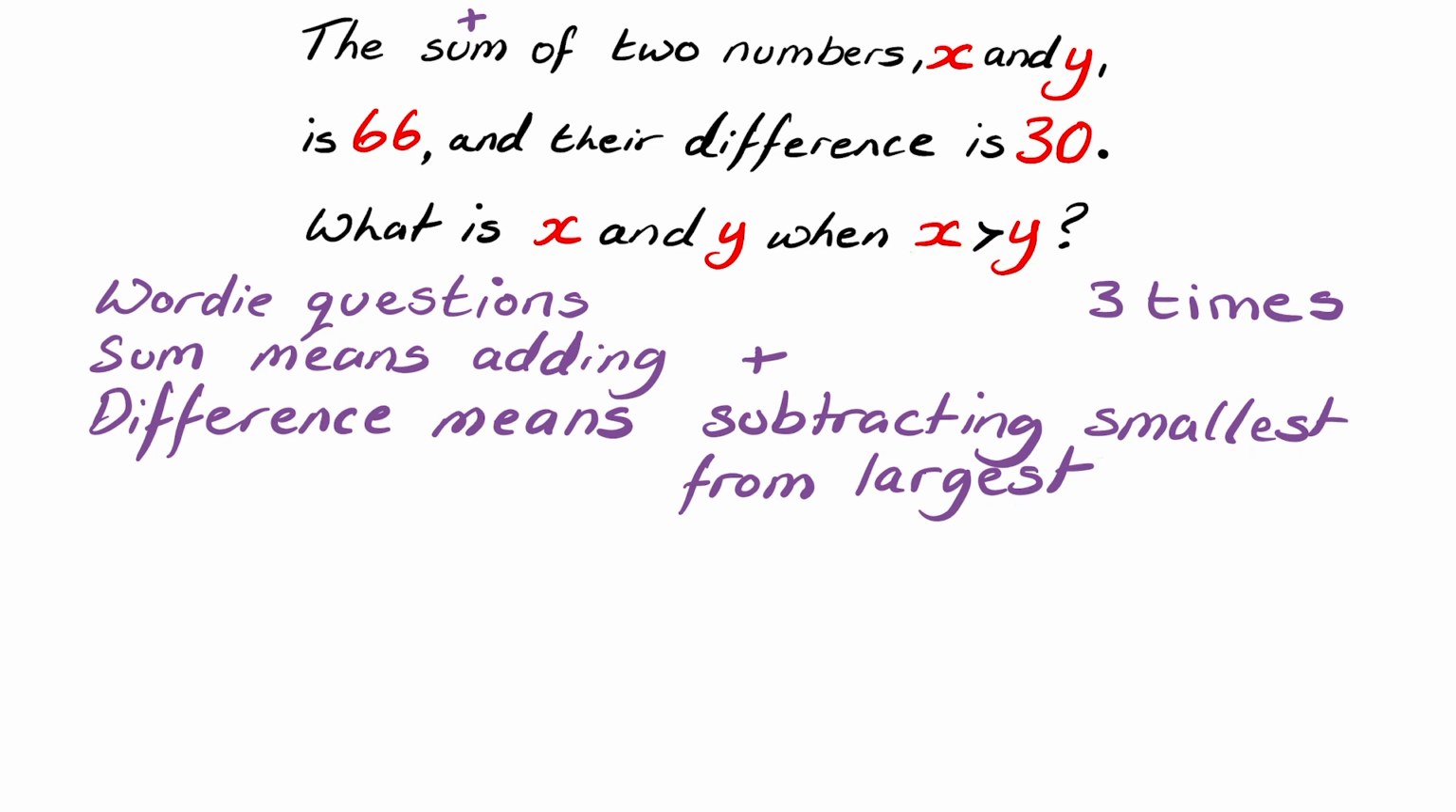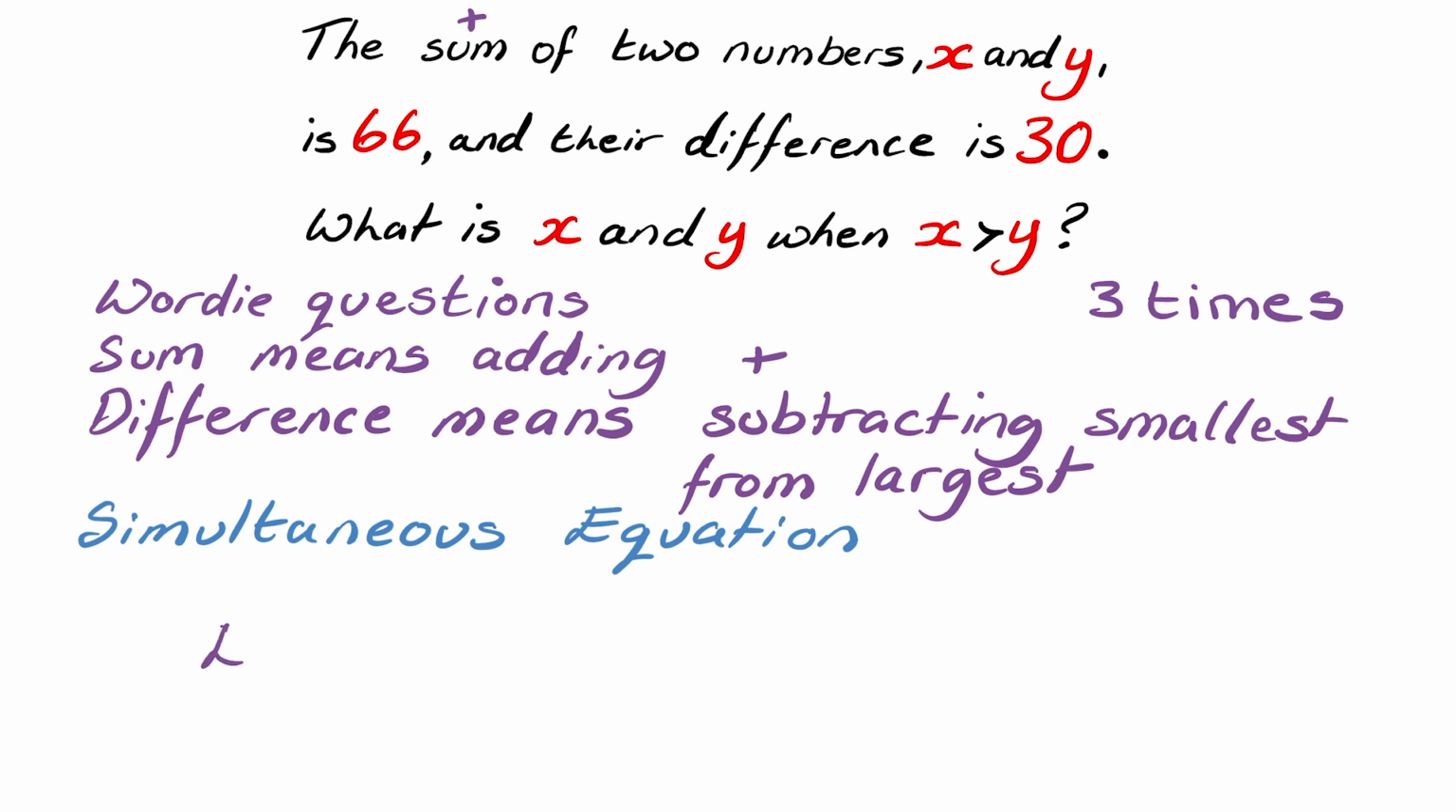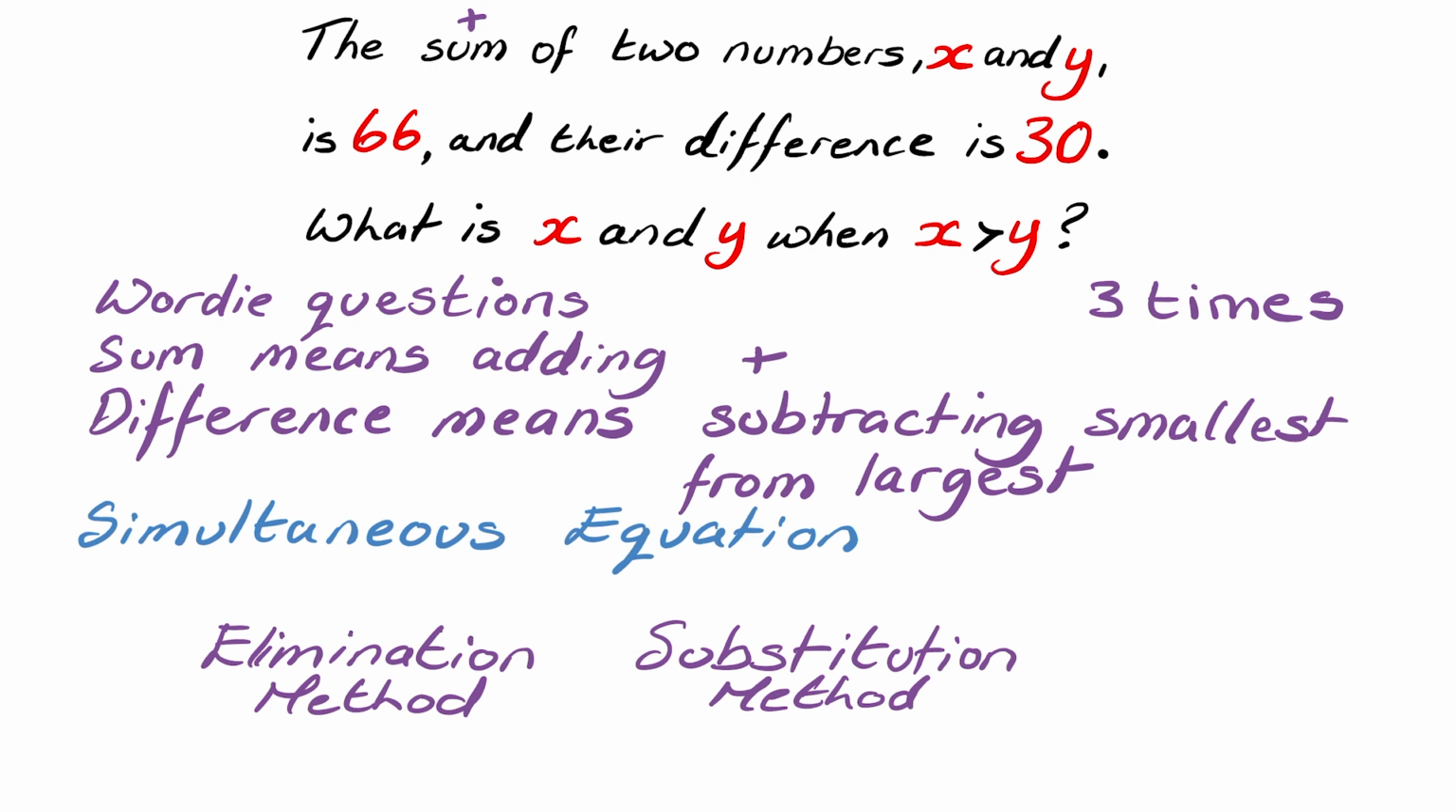So looking at this wordy question, we can see we have two algebra equations. The first one, we have x plus y is 66, and then our second equation, we're going to have x minus y equal to 30. So when we have two equations and two variables, we're going to solve them simultaneously. And there's two classic methods, but I'm not only going to go through two methods, I'll also show you a third method. And the first method will be the elimination method. The second method, the substitution method. And the third method, which is probably my favourite, and that's the graphical method.